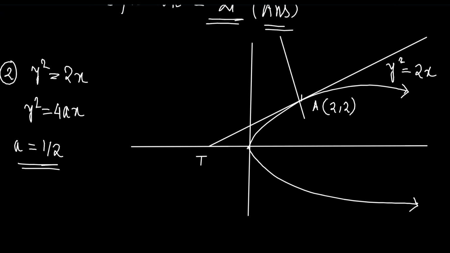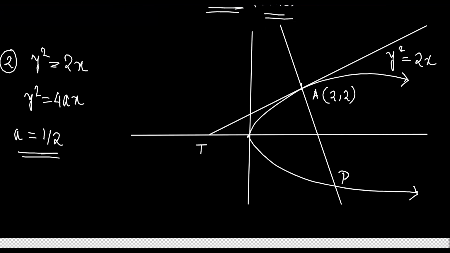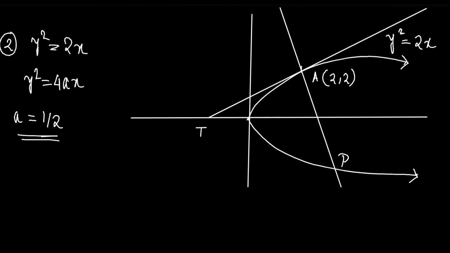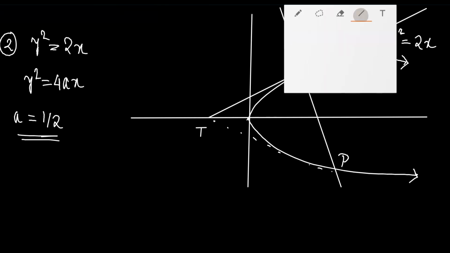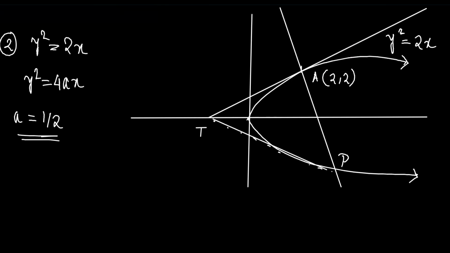Suppose the normal is cutting the parabola at this point P. So you have to find the area of triangle ATP. Suppose I join these points, then we have to find this triangle's area, that is, triangle ATP is formed.